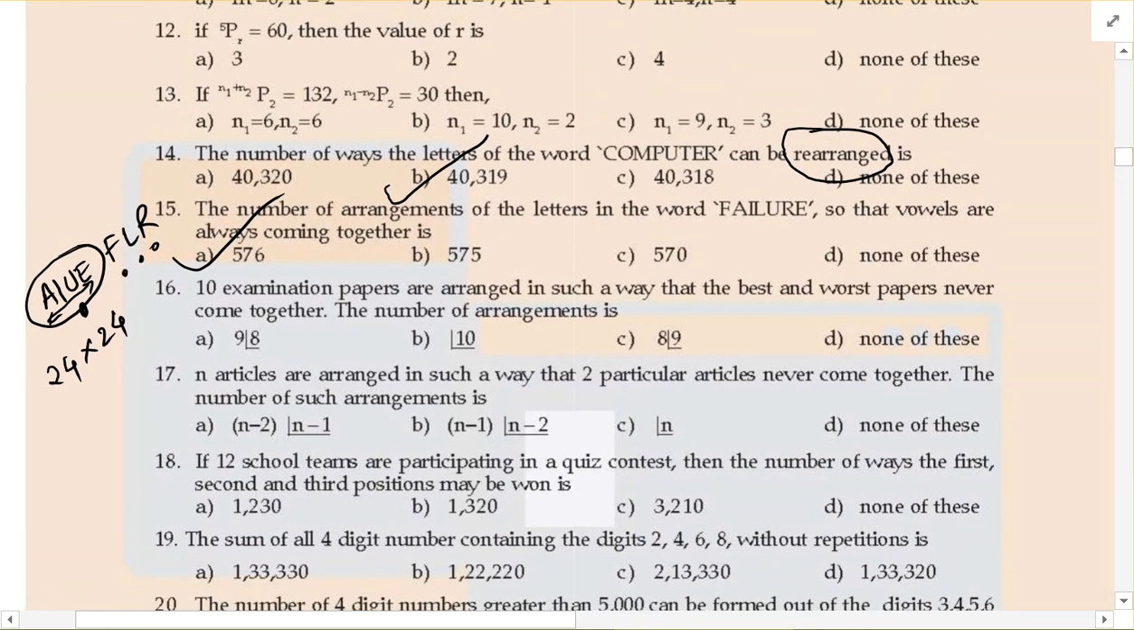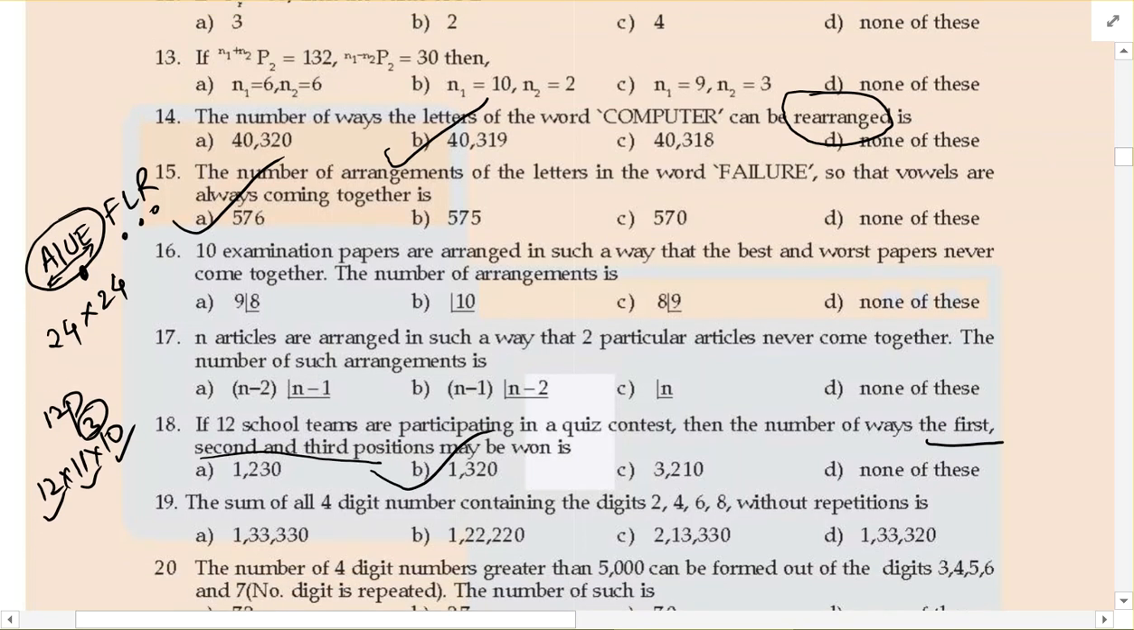Then again, looking for relevant questions from what we have studied so far, there is question number 18. If 12 school teams are participating in a quiz contest, the number of ways for the first, second, and third positions. So positions are there. So it is an arrangement. 3 out of 12 we have to pick. So 12P3 will be the answer. So 12 into 11 into 10. Because here is 3, so 3 factors. 1, 2, 3. It is 1320.